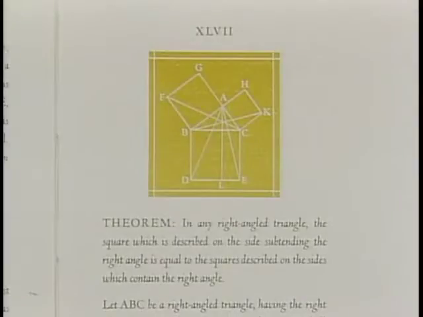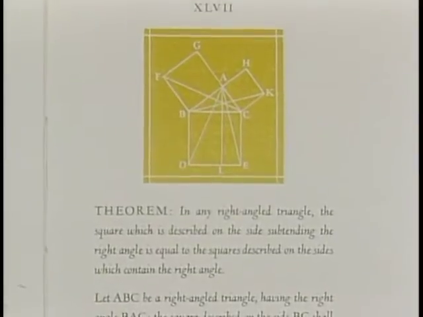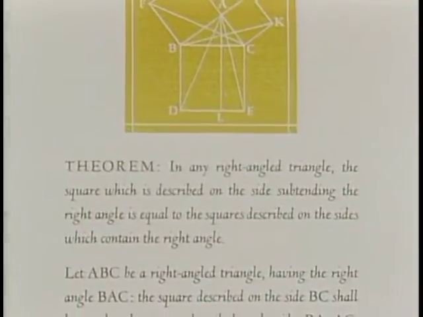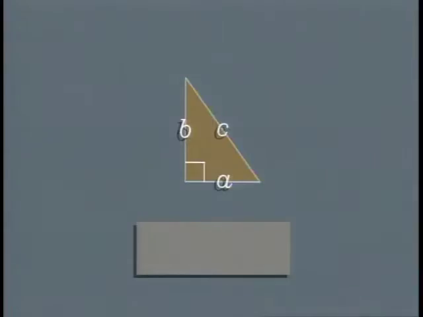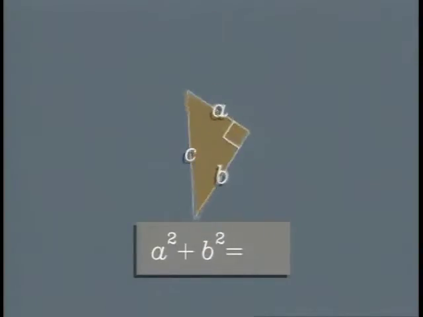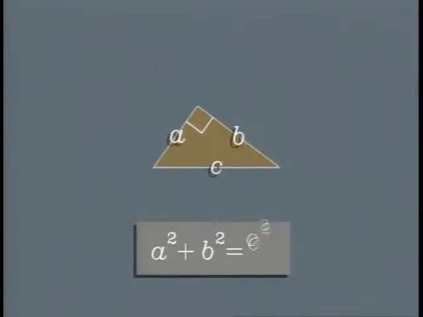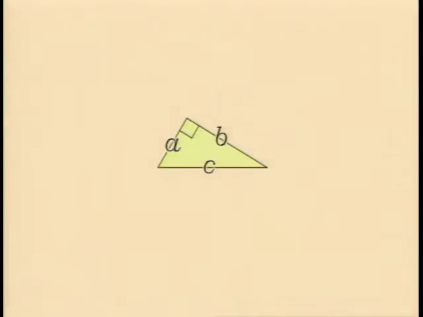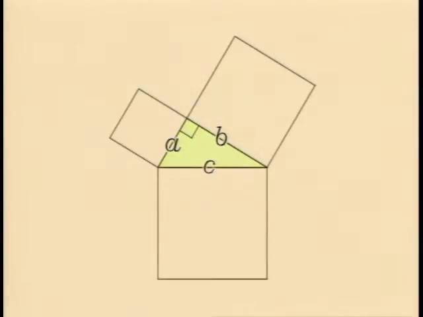Remember the Pythagorean theorem? It's proposition 47 in Book 1 of Euclid's Elements. In any right triangle, the sum of the squares of the legs is equal to the square of the hypotenuse. Here's a simple proof. Place a square on each side of the right triangle. The area of each square is the square of the length of the corresponding side.